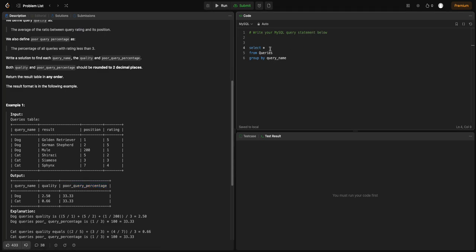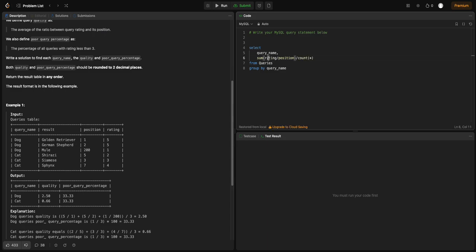Now let's choose the columns that we need in our desired output. The first column that is required is the query name. Next we need the column called quality. As I said before, quality is the average of the ratio between rating and position. Since average is defined as the sum by count, I'm going to say sum of rating divided by position, and that divided by the total count.